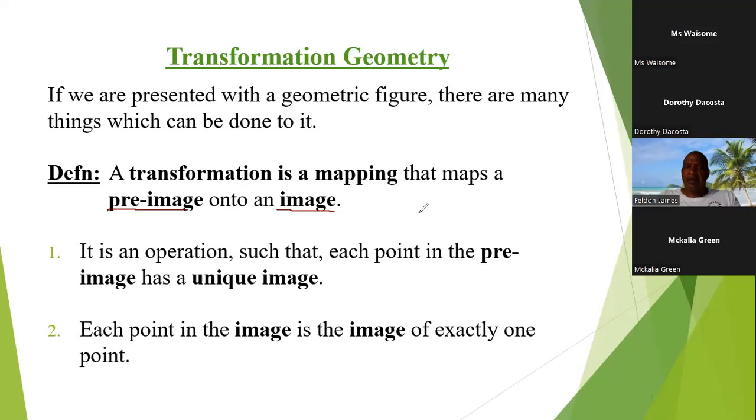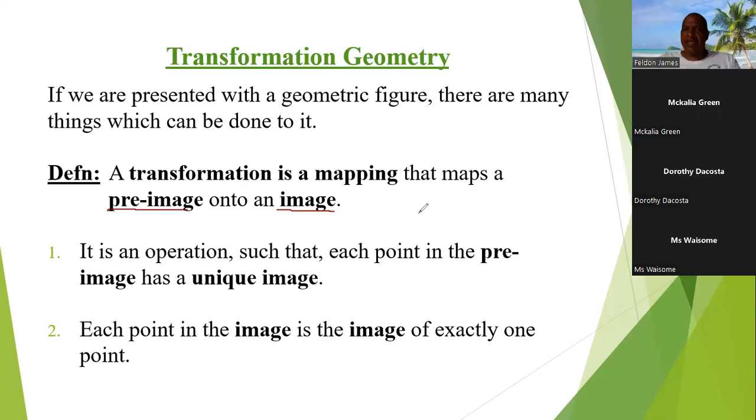All right, good. So it is an operation such that each point in the pre-image has a unique image. Most of the time when we talk about points, if we have geometric shapes, we're really referring to the points where the sides are connected, which would be at the vertices, right? Those are not the only points on the pre-image, but those are the points that we generally focus on.